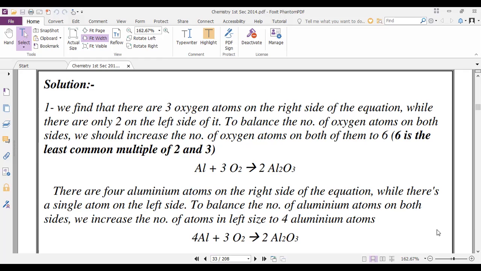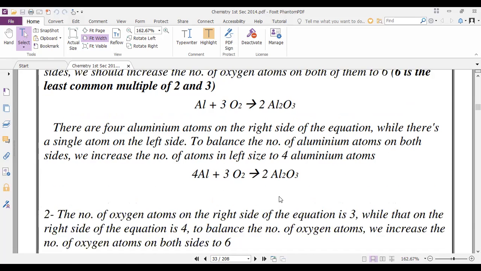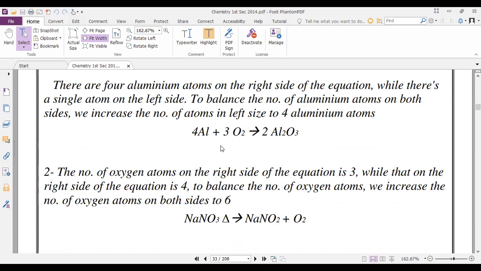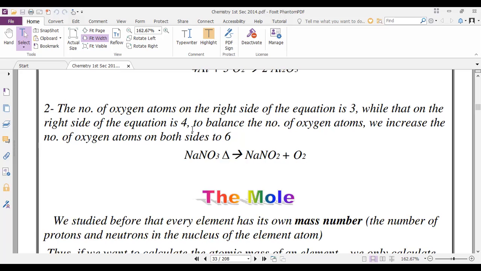There are 4 aluminum atoms on the right side of the equation, while there is a single atom on the left side. To balance the number of aluminum atoms on both sides, we increase the number of atoms on the left side to 4 aluminum atoms. Excellent. So finally, it will be 4Al plus 3O2 produce 2Al2O3. And according to the second one, try to read.